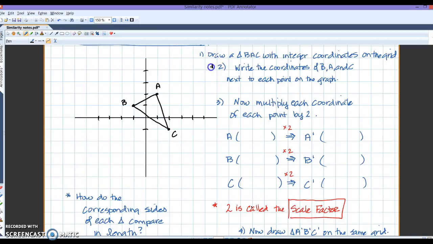Write the coordinates. Now I'm here at number 2. Coordinates of B, A, and C next to each point. So this point would be 1, 2. This one is 2, negative 1. And this one is negative 1, 1.